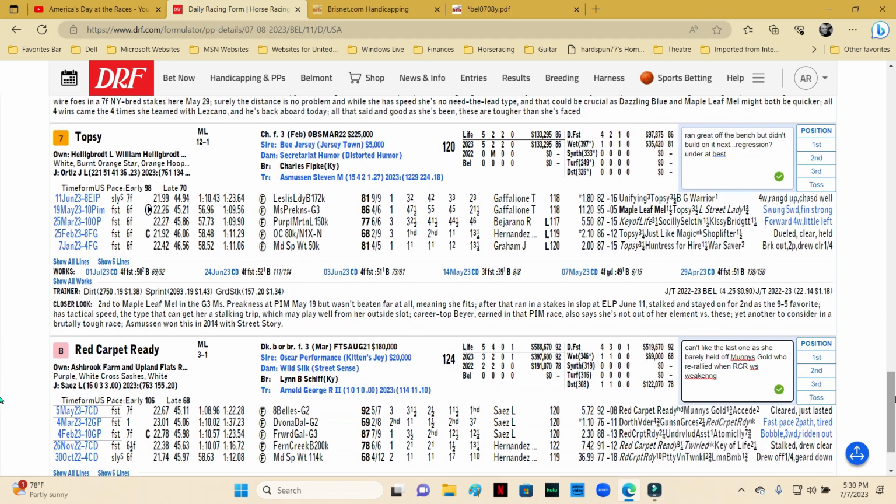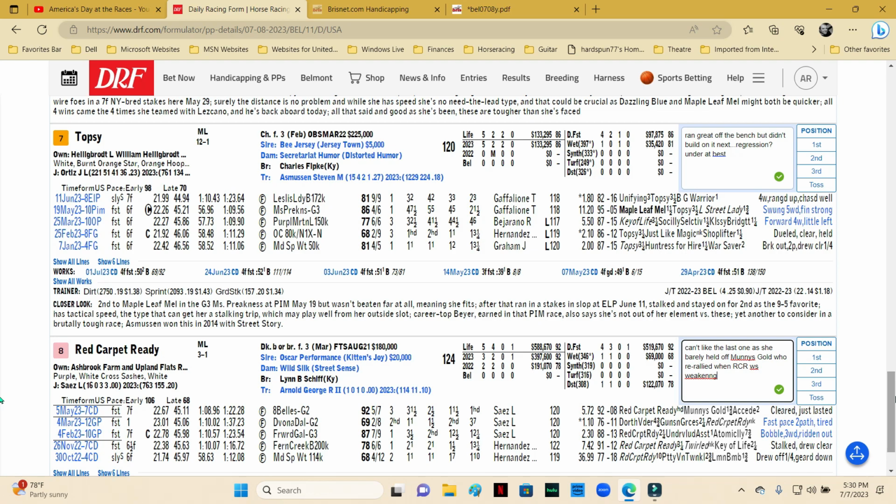Topsy, as Steve Asmussen's barn is red hot right now. And he had been slumping early in the year, but he certainly made up for it. So you have to consider that when you look at this one. You get Jose Ortiz aboard. It's interesting that Tyler Gaffalione jumped off this one. So that's a bit of a concern.